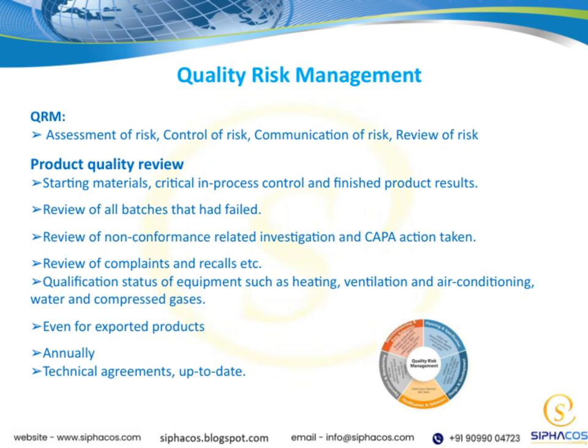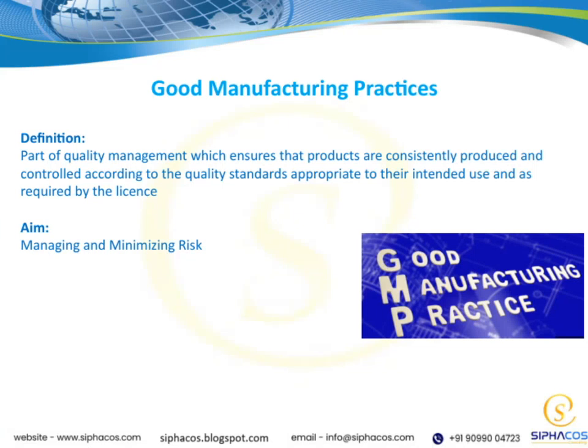customers. Good manufacturing practices, or GMP, are a crucial part of quality management. They ensure that products are consistently produced and controlled to meet the necessary quality standards. These standards are not arbitrary. They are tailored to the product's intended use and must comply with licensing requirements. Essentially, GMP helps us maintain the integrity and safety of the products we deliver.